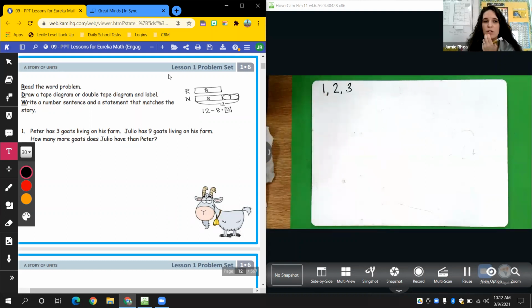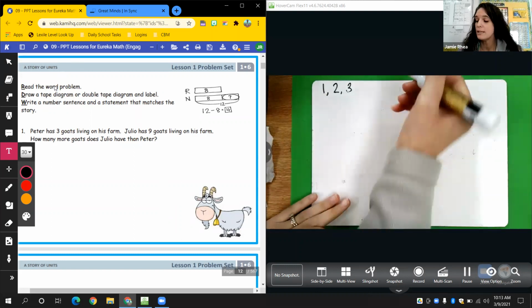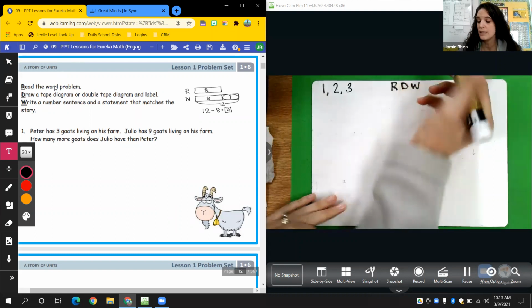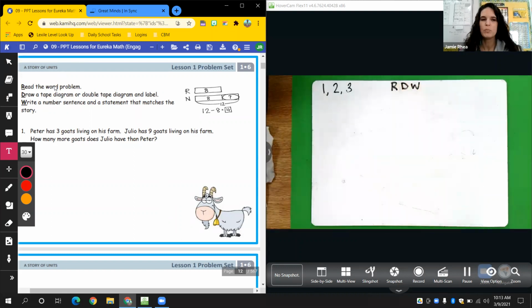Let's look at our directions first. Our directions say we're going to read, draw, write. So I'm going to put it on here. Read, draw, write. Now let's look at what it says. Read the word problem. Draw a tape diagram or double tape diagram and label. You have to label, okay? Write a number sentence and a statement that matches the story. You have to do both. Make sure you're doing that.